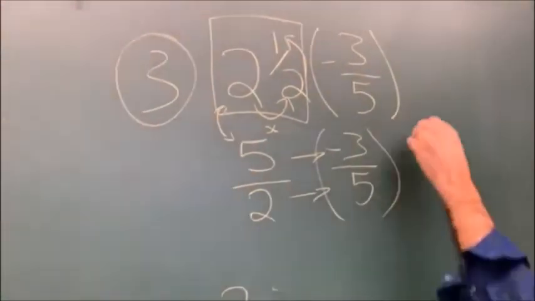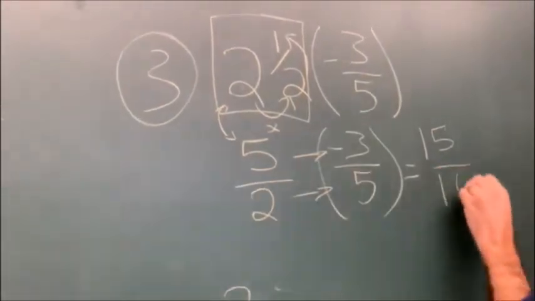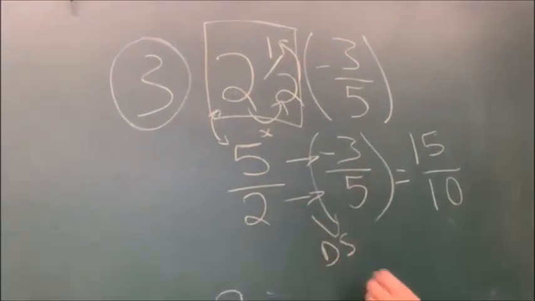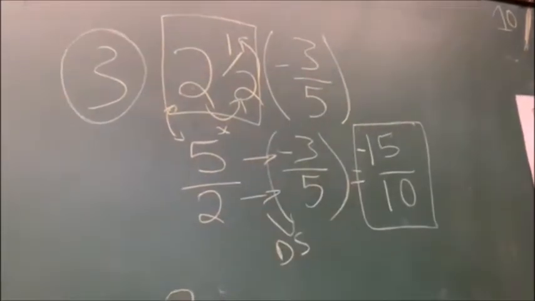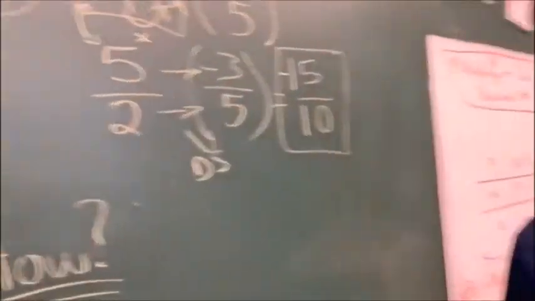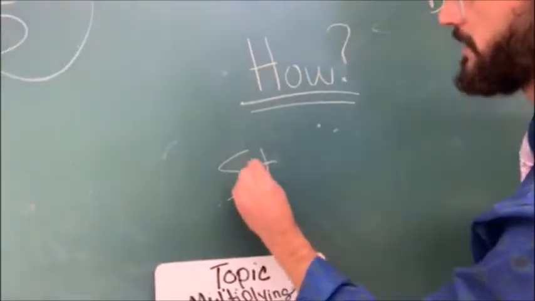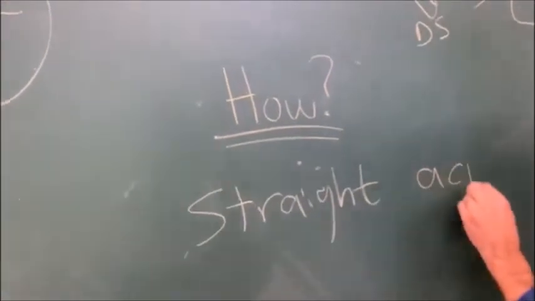5 times 3 is 15. 2 times 5 is 10. A positive and a negative, these are different signs. So my answer is going to be a negative. There's your final answer, okay? So remind me, how do we multiply fractions? Straight across. You multiply straight across, okay? Numerator times numerator, denominator times denominator.